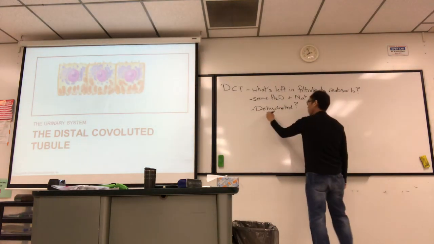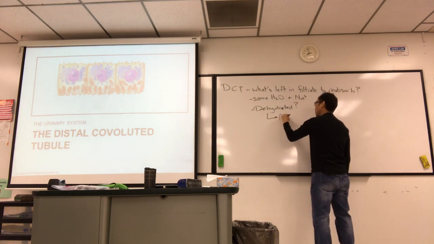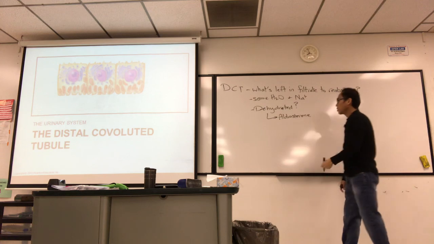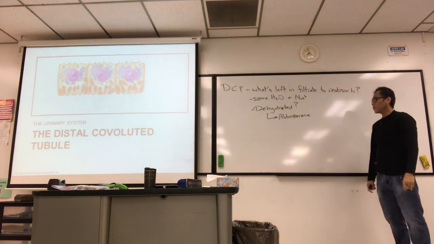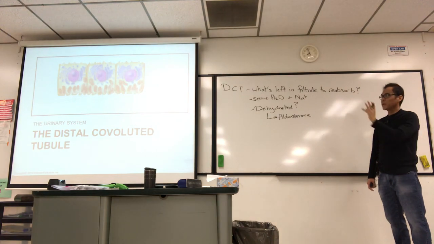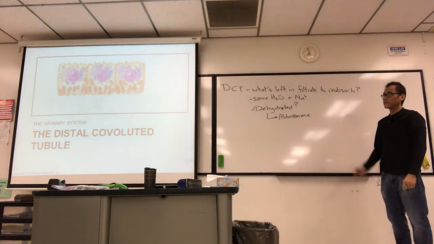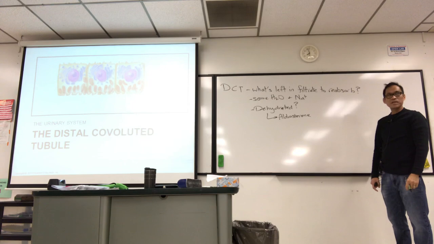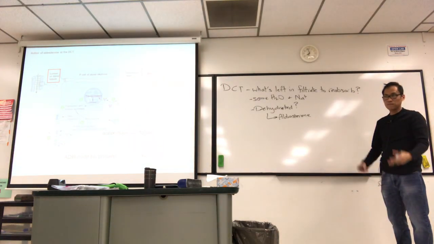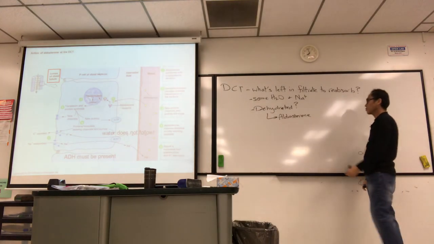So then comes into play aldosterone. Aldosterone, you know, review it. I taught this before. It's secreted from the zona glomerulosa of the adrenal cortex. It targets the kidney tubules. It specifically targets the DCT, and it facilitates the uptake of sodium. We've done that before.